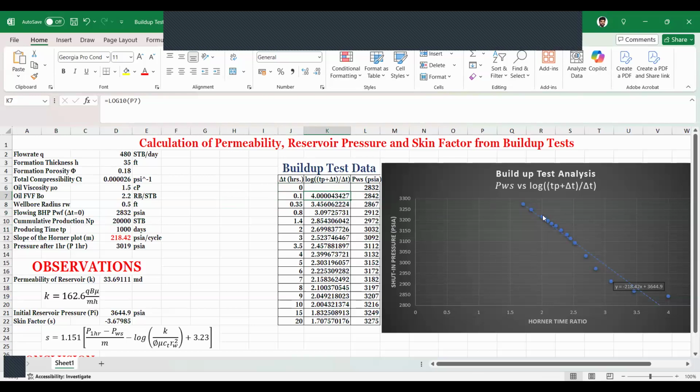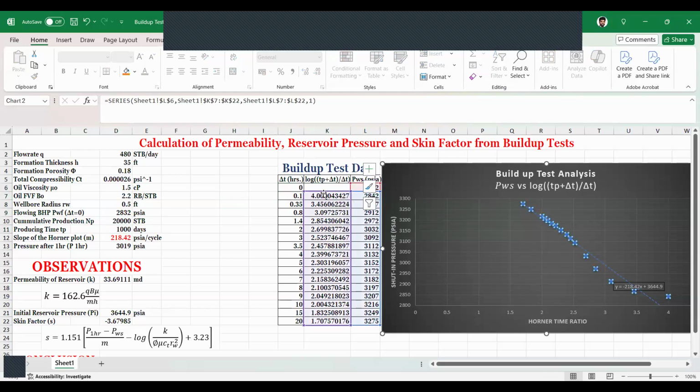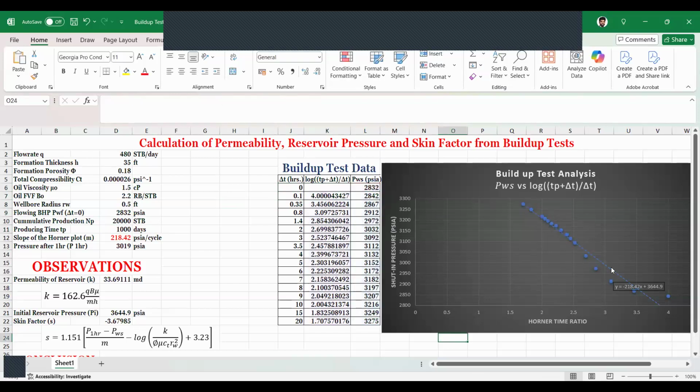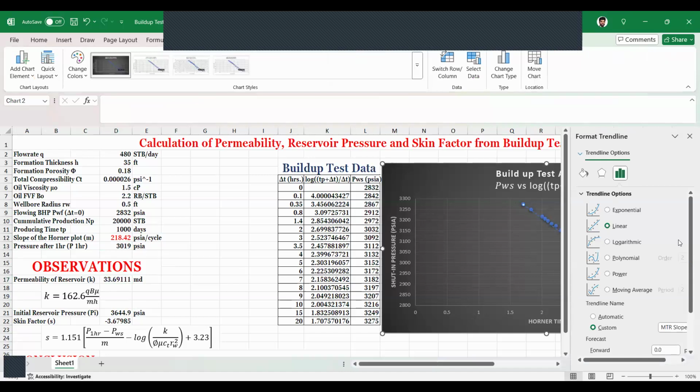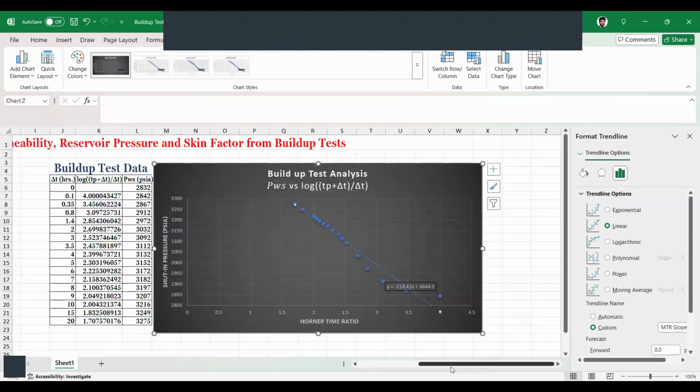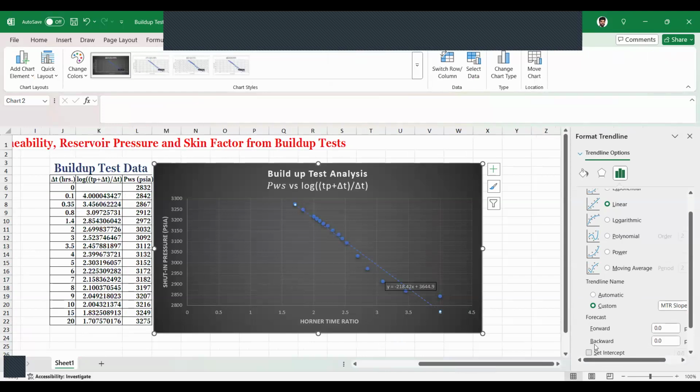So when we plot this data, with x-axis as log of tp plus delta t by delta t and y-axis as Pws, the shut-in pressure, we draw a trend line for the middle time region, and we get a slope of 218.42. So if you plug that slope here, and also find my P after 1 hour, which is 3019, I will get my permeability of the reservoir, 33.69. And based on the initial reservoir pressure, let me also show you how I calculated the initial reservoir pressure. So we need to set intercept.